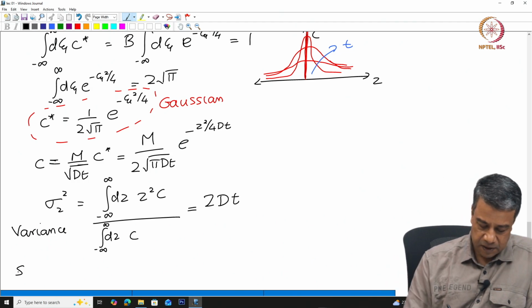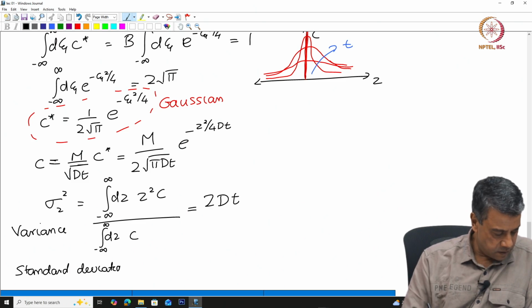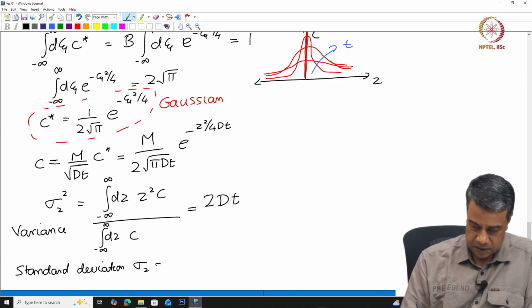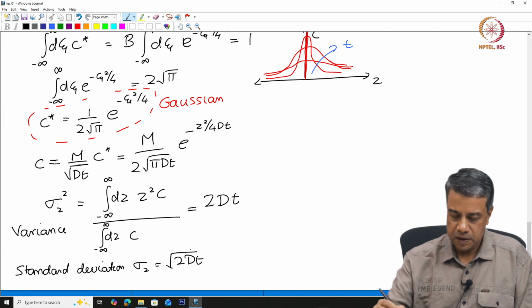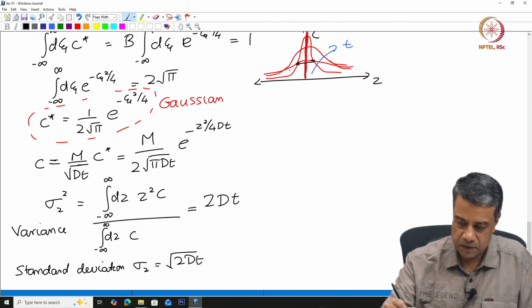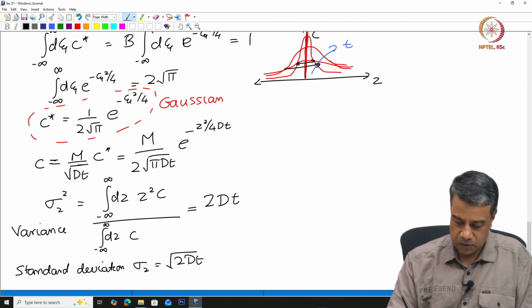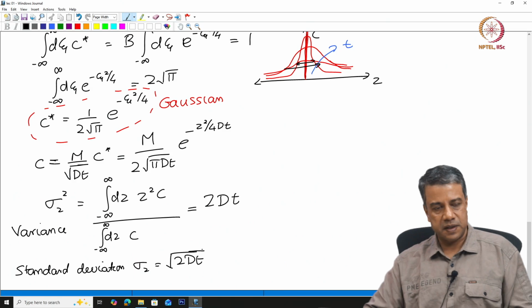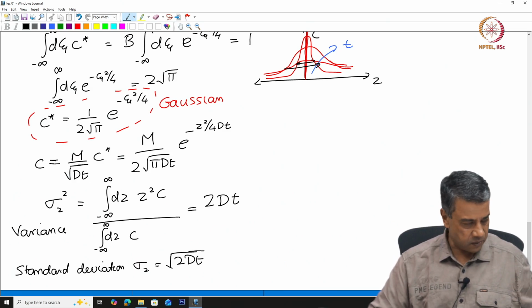Which means that the standard deviation sigma z is equal to root of 2 dt. So, basically the width of this Gaussian distribution increases as time increases, proportional to square root of 2 dt. The spatial extent increases as time increases, proportional to square root of 2 dt.